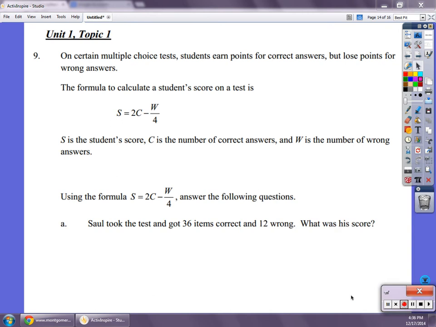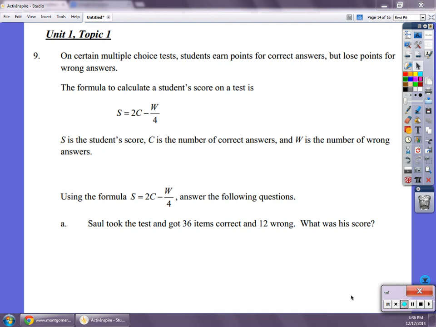Guys, this is Miss Israel joining you from Einstein High School, where we are answering our final question in the Unit 1, Topic 1 section of our Algebra 1A review packet, and that's going to be question number 9. I'm going to use a few pages to answer this question, but we'll keep referring back up to the top, which has a lot of information for us to take in.